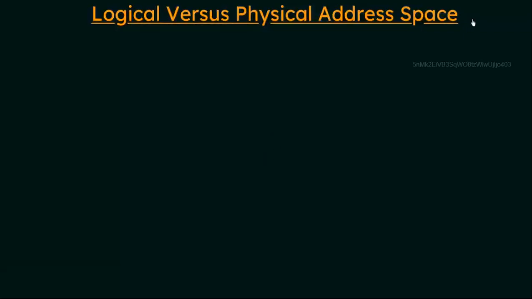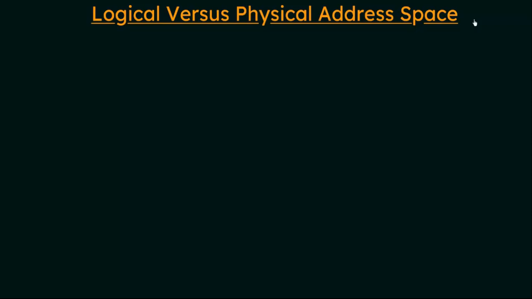In this lecture, we'll be discussing logical versus physical address spaces. We are going to discuss two types of addresses, the logical address and the physical address. We'll also see what a logical address space and a physical address space are, how they differ, and if they differ, how they can be related or how we can map one to another.